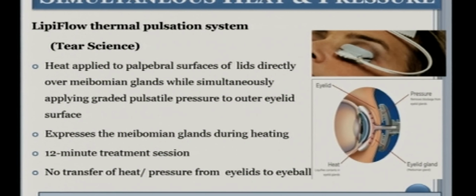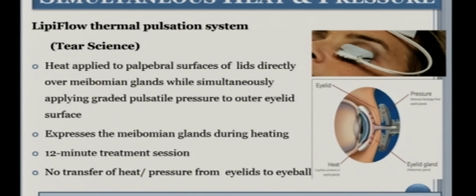And this is an upcoming method which is becoming quite popular, although a little costlier. This LipiFlow method provides heat simultaneously with a thermal pulsation. You have a thermal pulsation system. So as you can see here, you provide heat from inside the plate.